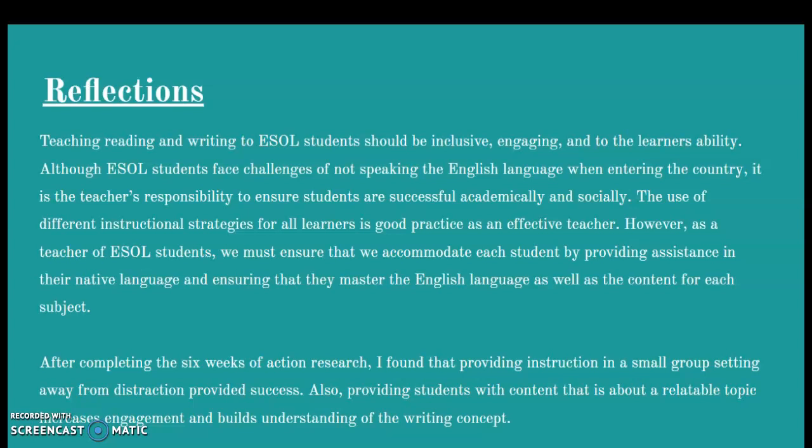After completing the 6 weeks of action research, I found that providing instruction in a small group setting away from distraction provided success for my students. Also, providing students with content that is about a relatable topic such as soccer increases engagement and builds understanding of the writing concept.